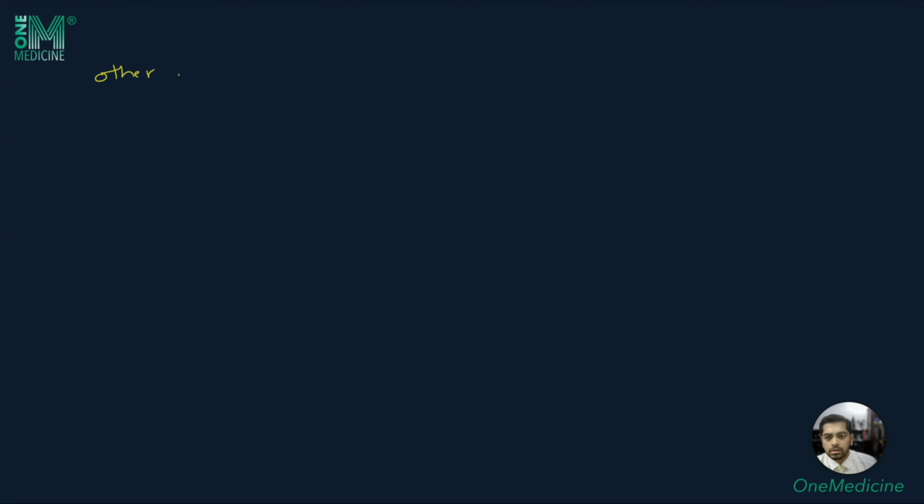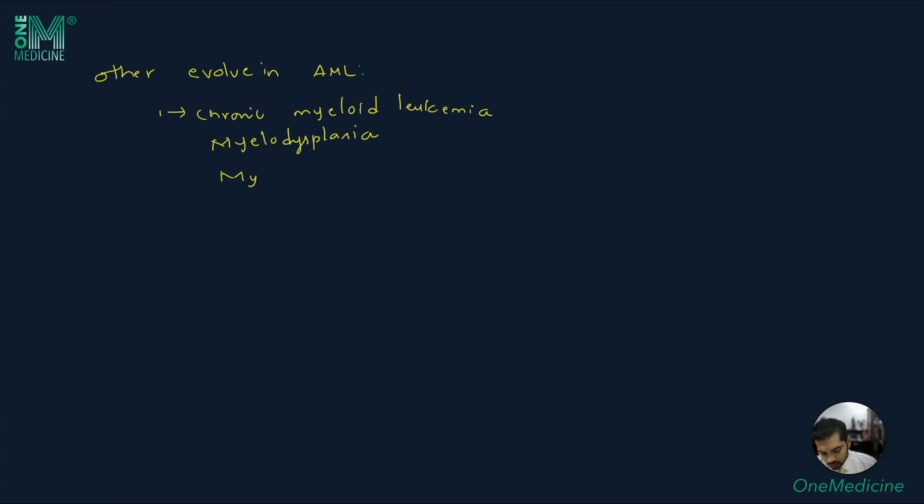Other conditions that can evolve into acute myeloid leukemia include chronic myeloid leukemia, myelodysplasia, and myeloproliferative syndromes.